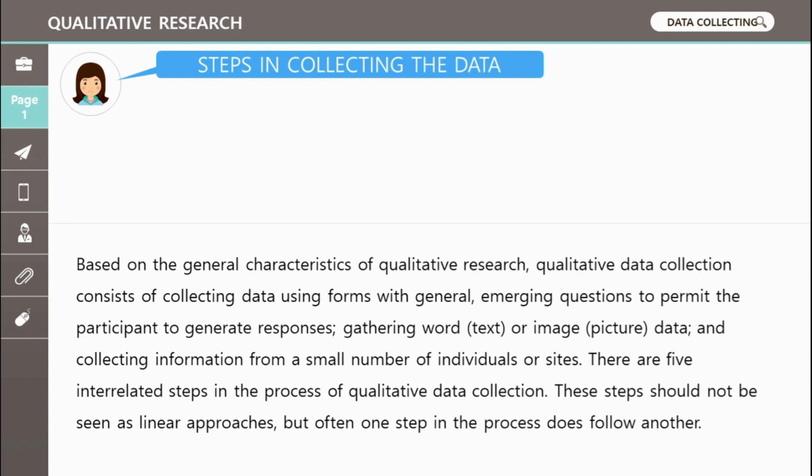In the data collecting process, qualitative research needs some steps to collect the data. Based on the general characteristics of qualitative research, qualitative data collection consists of collecting data using forms with general, emerging questions to permit the participants to generate responses, gathering word or image data, and collecting information from a small number of individuals or sites. There are 5 interrelated steps in the process of qualitative data collection. These steps should not be seen as linear approaches, but often one step in the process does follow another.